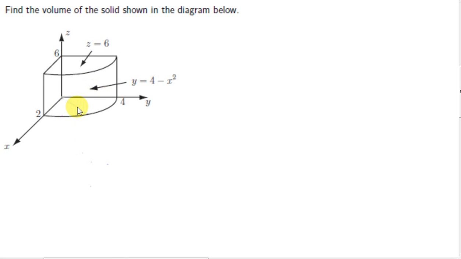Now there are several ways that we can approach getting the volume of this region. I will consider the length of a line that's parallel to the y-axis. The starting point of this line is a point on the x-axis, and the end point is a point on this curve. Now we have the equation of this curve. It's y equals 4 minus x squared.